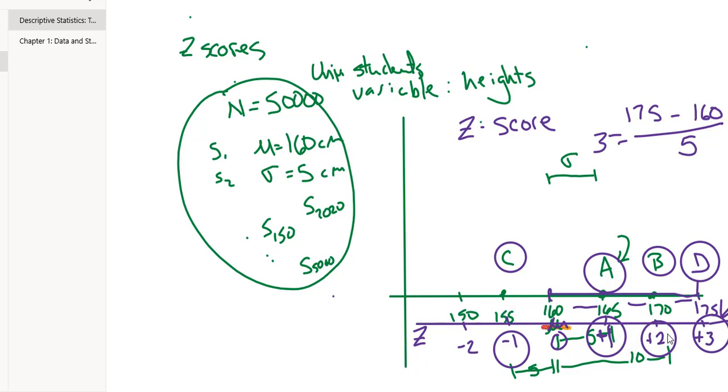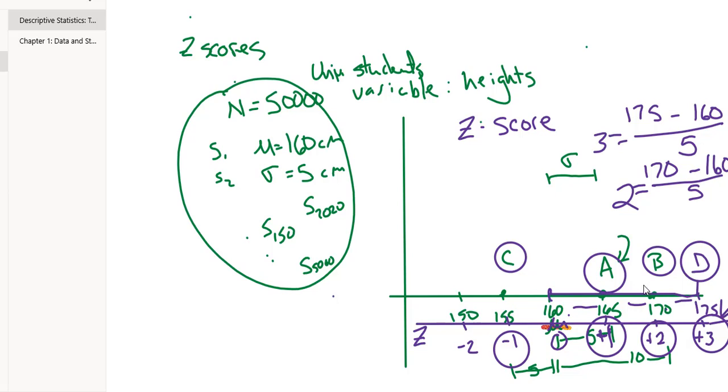So what about this one? Then we would take B, which is 170 minus 160, in other words, the distance between 170 and 160. And then how many standard deviations is that? Divide that by 5, and we would get 2. So that's why we get 2 here.